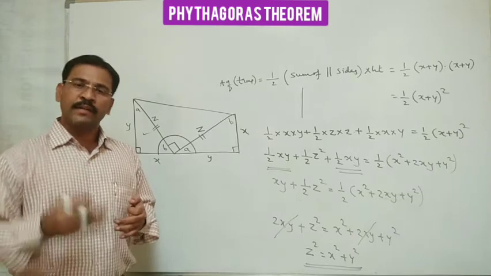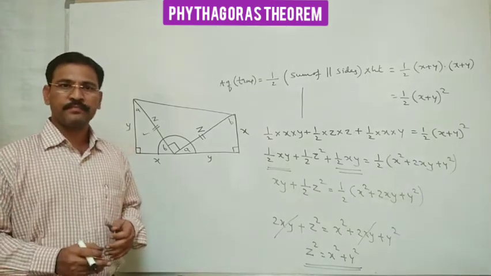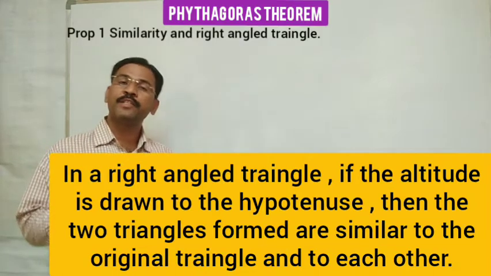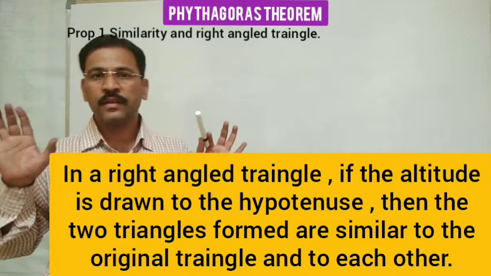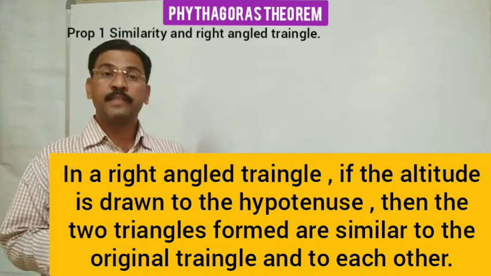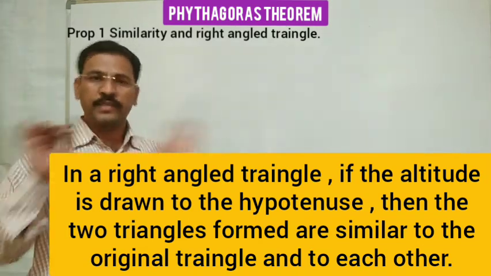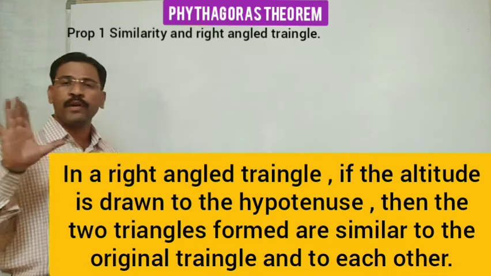Okay friends, we'll take the next part. Now we'll take the first property of this topic, which is called similarity in a right angled triangle. See here, this is a very important property.